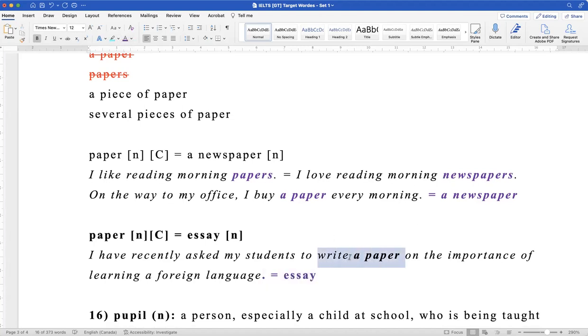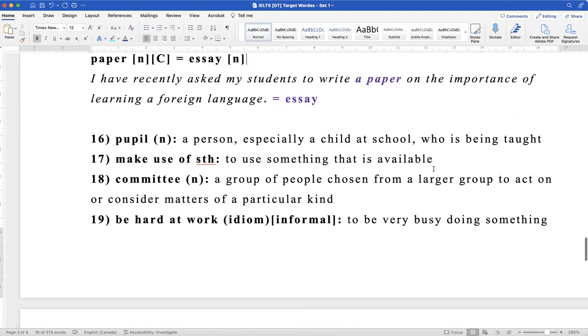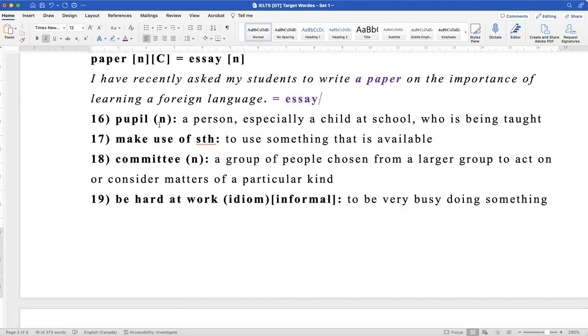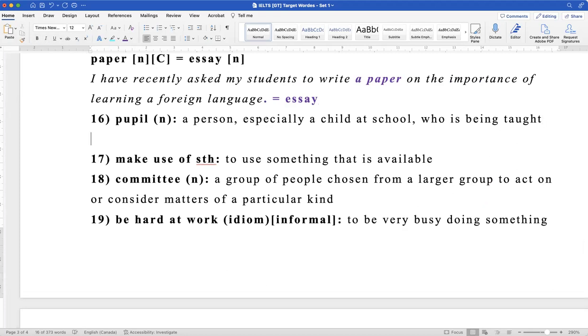Okay. Anyways, I hope it makes sense, but just paper is a kind of a piece of paper. It is uncountable. So you can say a piece of paper. Okay, several pieces of paper, some paper. Pupil, the word pupil means student. Synonymous words for pupil can be student or learner.